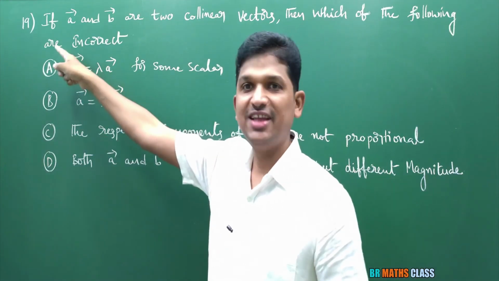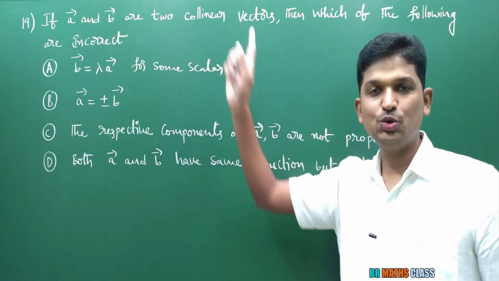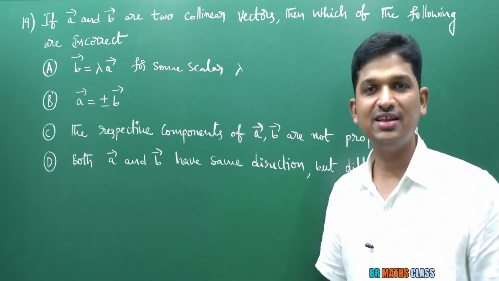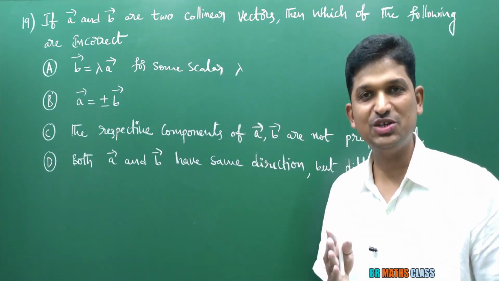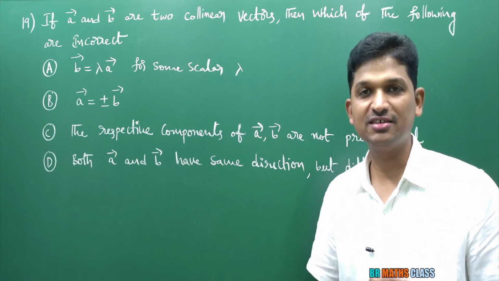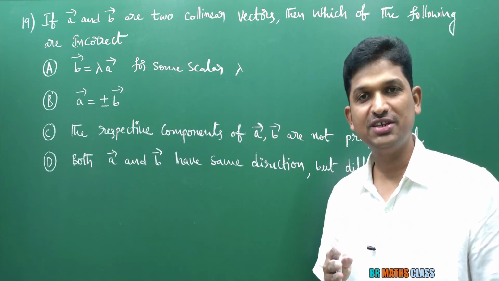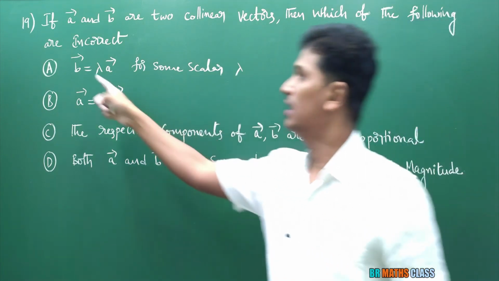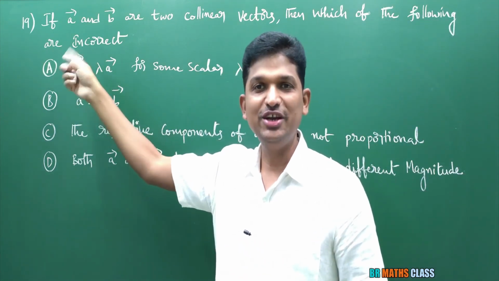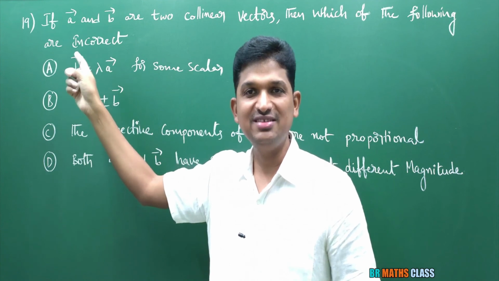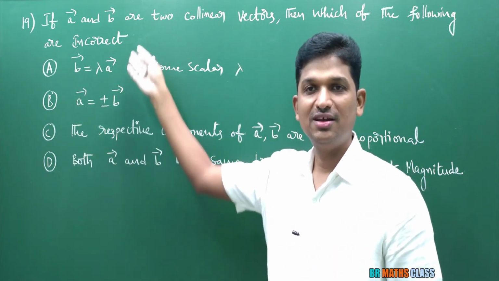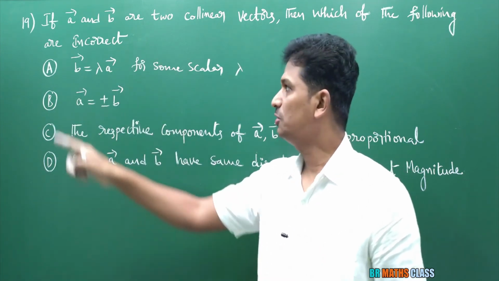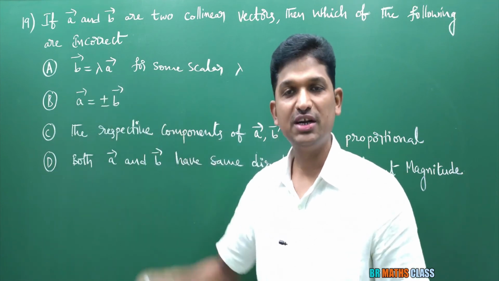You observe this 19th question. A bar, B bar are two collinear vectors. To understand the solution of this question, you must know the definition of collinear vectors. If you know the definition of collinear vectors, you can do this very easily. Then which of the following are incorrect? You need to identify the wrong one. First option you see, B bar equal to lambda times of A bar.